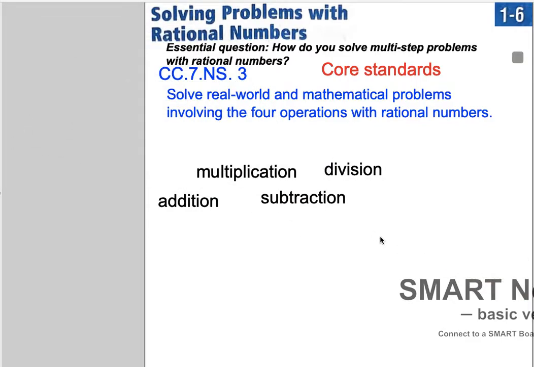And so what our standards are this week is solving problems with rational numbers. So that's all 4 of the operations: multiplication, division, addition, subtraction. And those are negative and positive numbers that include integers, which are whole numbers on both sides of the 0, decimals, and fractions.